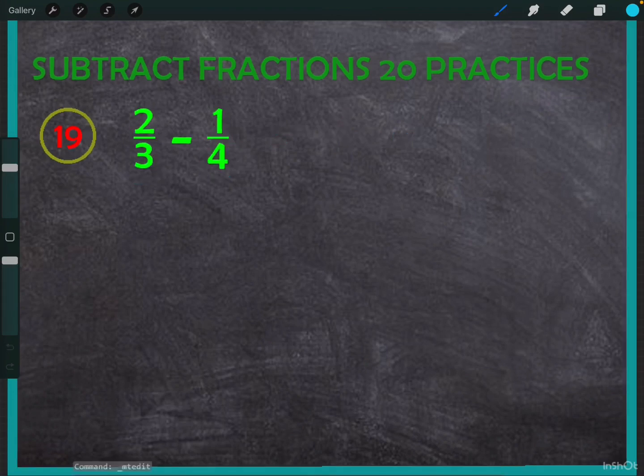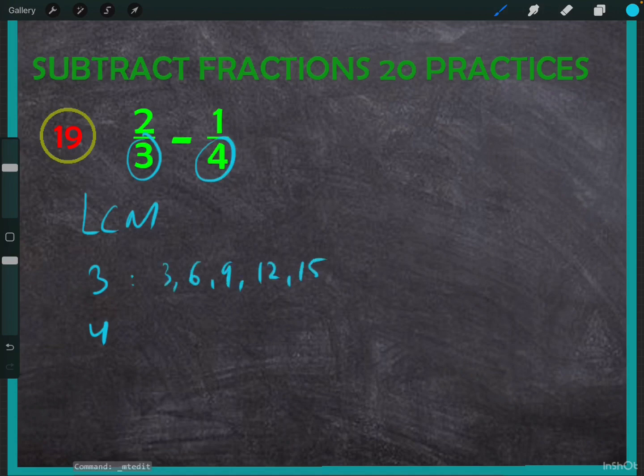Practice 19. We have 2 over 3 subtract 1 over 4. These two fractions have different denominators, 3 and 4. We go ahead and find the LCM for 3 and 4. For 3, the multiples are 3, 6, 9, 12, 15. The multiples of 4 are 4, 8, 12, 16, etc. We see that 12 is the least common multiple for 3 and 4, or the LCM is 12.